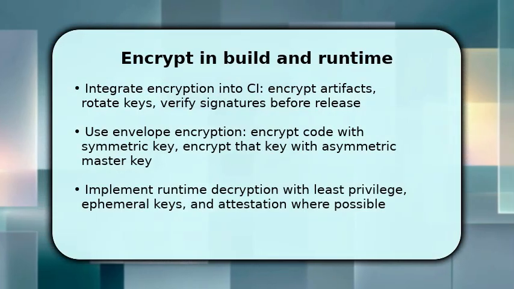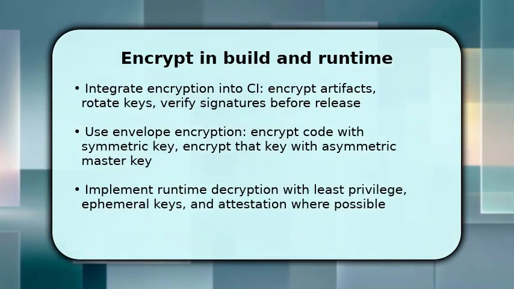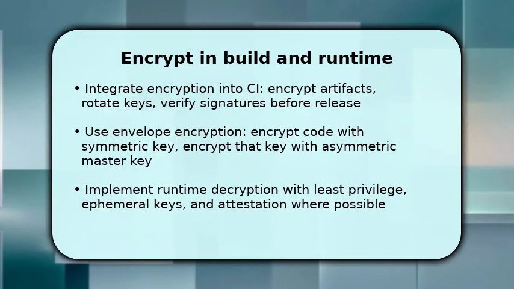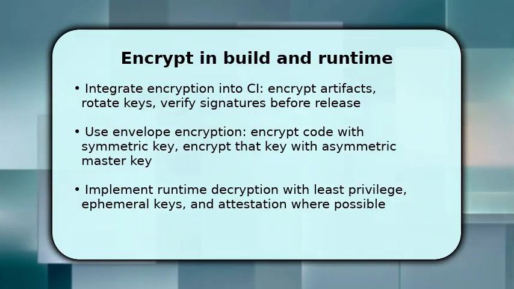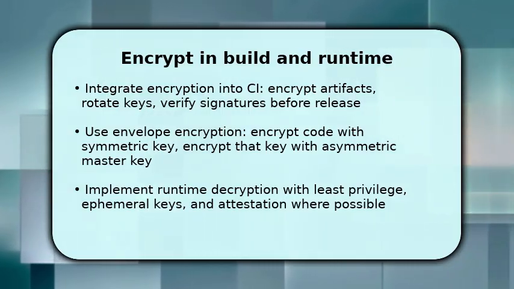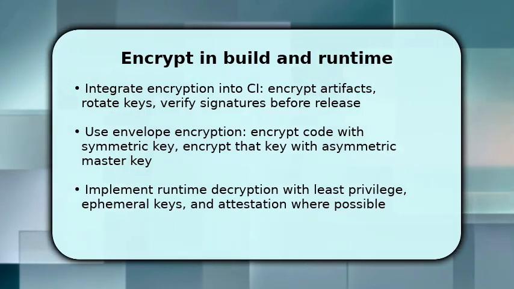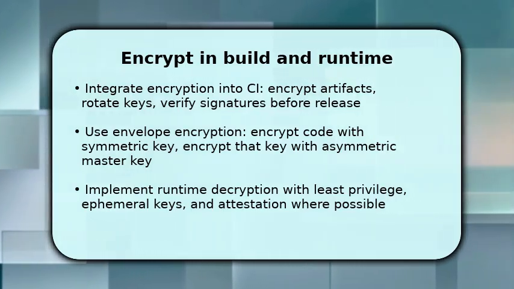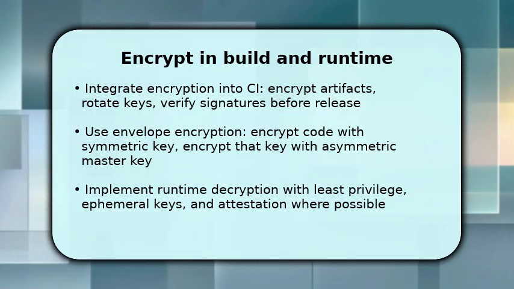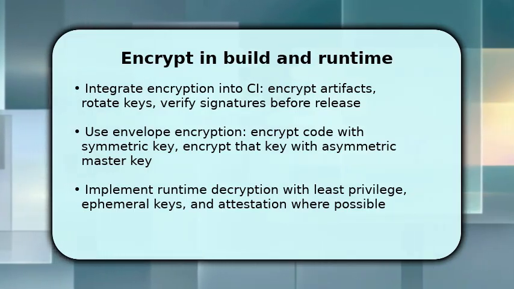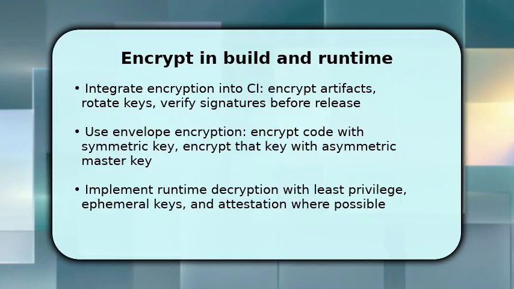You now implement the middle layer. Automate artifact encryption in CI and sign every encrypted release so integrity is verifiable. Use envelope encryption. Encrypt code blobs with a generated symmetric key, then encrypt that key with your asymmetric master key stored in the HSM, because this separates concerns and simplifies rotation.